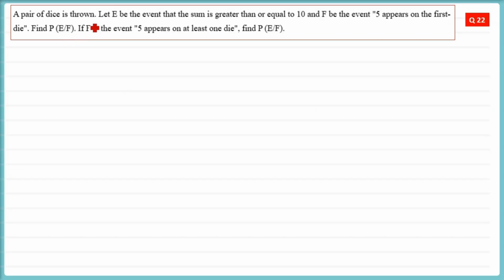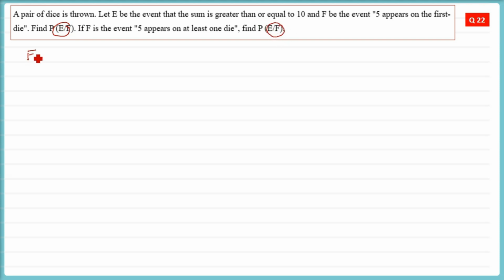A pair of dice is thrown. Let E be the event that the sum is greater than or equal to 10, and F is the event 5 appears on the first die. Find P(E|F). Now if F changes to an event, 5 appears on at least one die, find P(E|F). So we have to have E, F, then EF. E remains the same, but F changes. So it's basically two questions in one question. So we'll deal with it like that only.